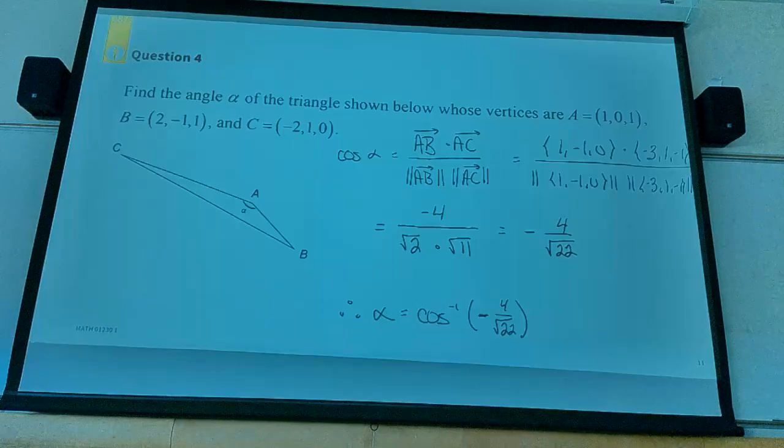That is its simplified form. So you're done. Remember, never give me a decimal approximation unless I specifically ask for one. The answer is always going to be exact form.